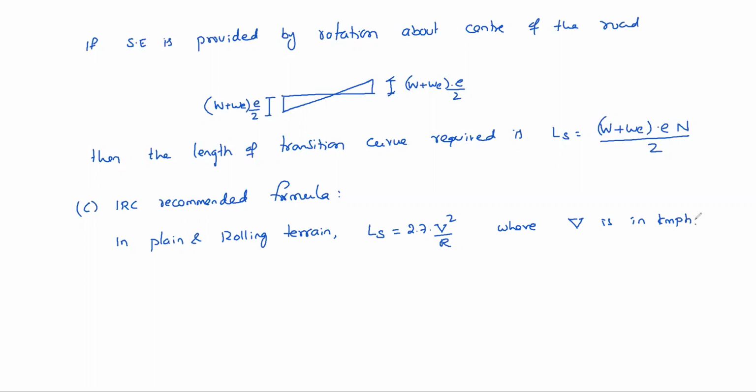In mountainous and steep terrains, LS equal to V square by R. So these three things we need to remember. One is the comfort condition, the second one is the superelevation point of view, the third one is the IRC recommended formula.